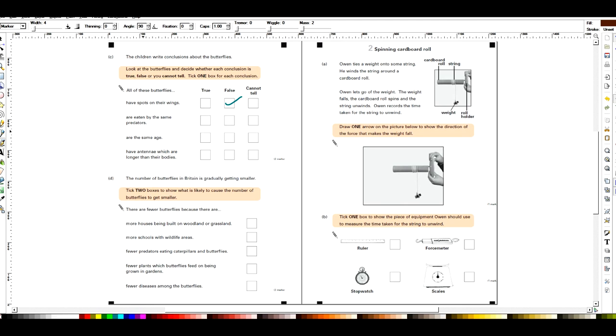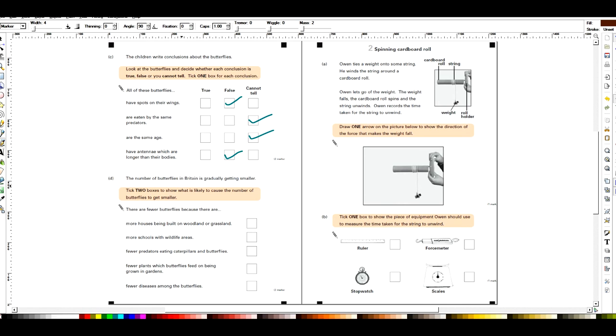Okay, next. All of the butterflies are eaten by the same predators. We don't have any information, so we can't tell. All of the butterflies are the same age. Can't tell. All the butterflies have antennae which are longer than their bodies. That one is false, because you can see the size of them both and they're shorter.